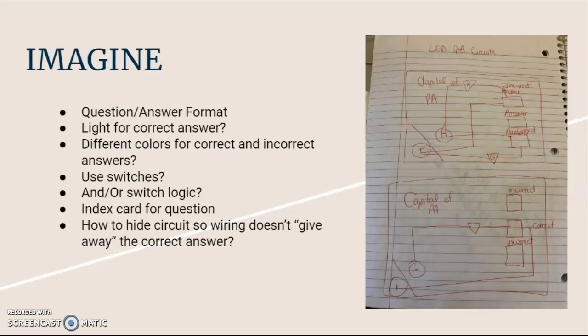I wanted a question and answer format and maybe a light up for a correct answer, or maybe two different colors lighting up, one for correct, one for incorrect. I took a look at the and/or switch logic, but it seemed kind of complicated and I couldn't figure out how I could get two different colors using the switches. I also had to think about how I could hide the circuit itself because the wiring would give away which was the correct answer. If there was no wiring for one answer and a full circuit for the other, I think it would be pretty telling.